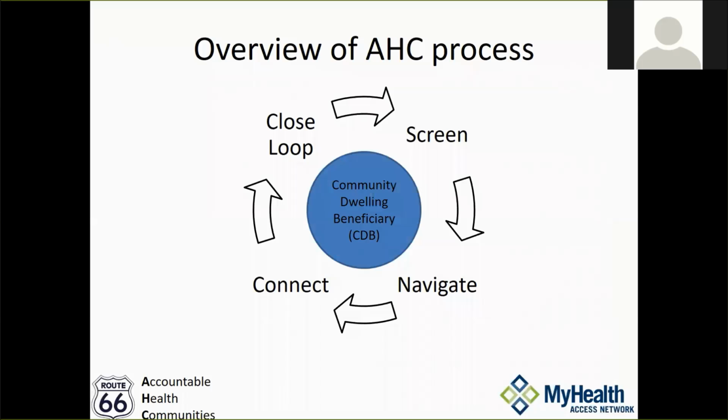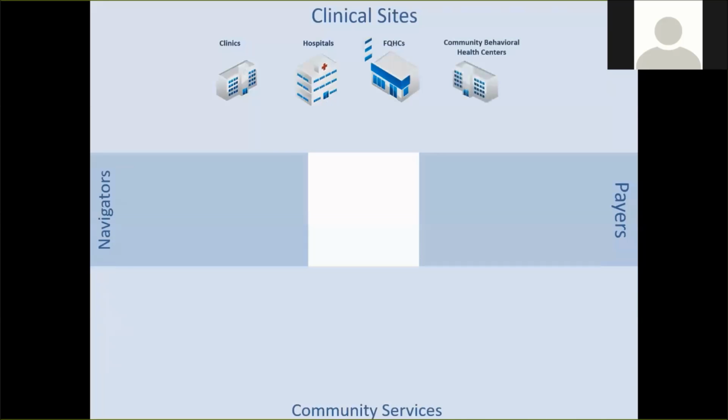And then when we have a positive screening, we navigate that person to social service agencies where we connect them, and then we ensure that we have a closed loop so we can actually know who arrived at those services. And so the way this is structured is we have, again, our clinical sites, our payers, our community services, and our navigators. Our clinical sites are these. Of course, we have 211 in the mix.